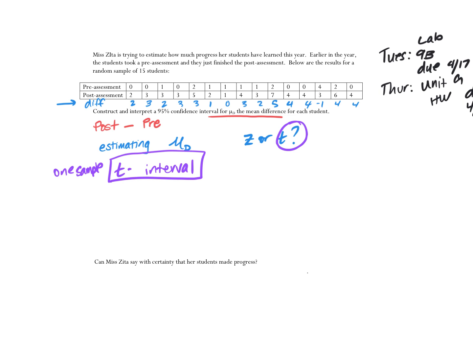So go ahead and hit stat. You're going to arrow over to your tests. And option 8 is that T interval. In this case, what we have is the raw data. I stored mine in my L1. And I'm going to change my confidence level to 0.95. Are we all on the same page here? So my interval from my calculator is 1.692 to 3.507, or 508, and that's how that would round.